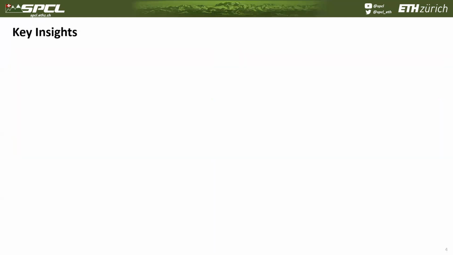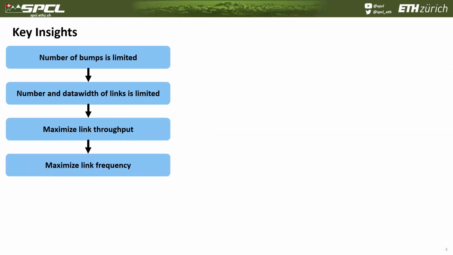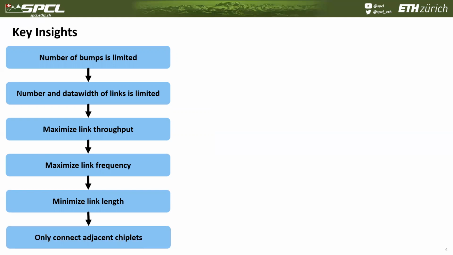At the beginning of our project, we had some key insights. Since the number of bumps is limited, the number and also the data width of links is limited. And therefore, we want to maximize the link throughput. To do this, we need to maximize the link frequency. However, to run links at high frequencies without introducing unacceptable bit error rates, we need to minimize their length. And minimizing the link length basically means that we can only connect adjacent chiplets.